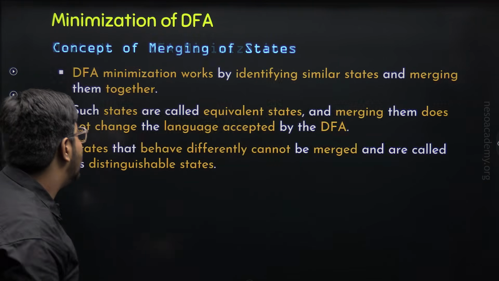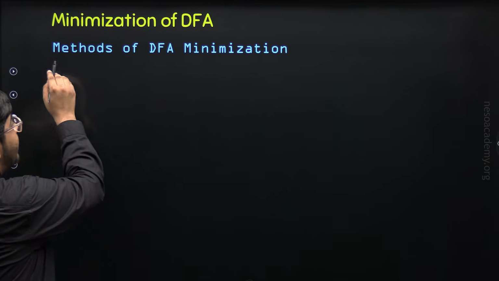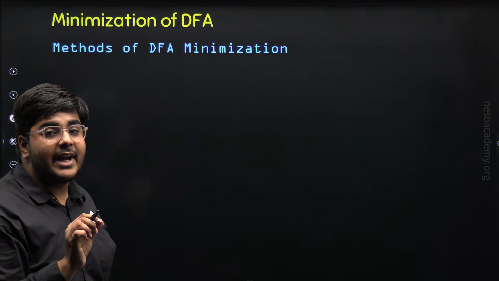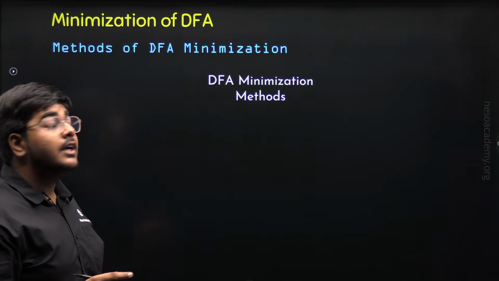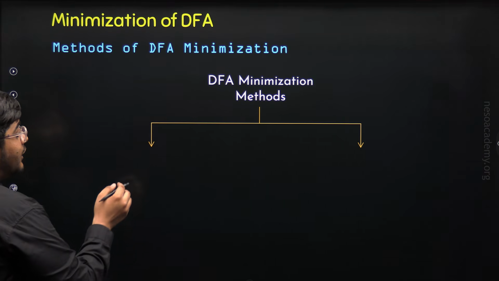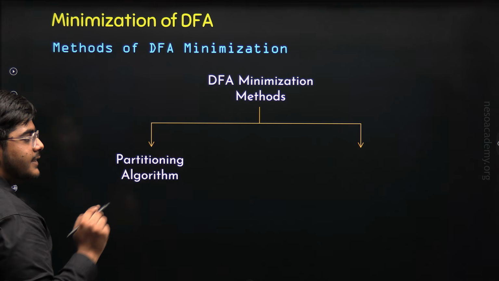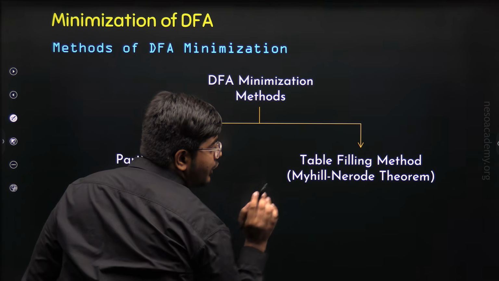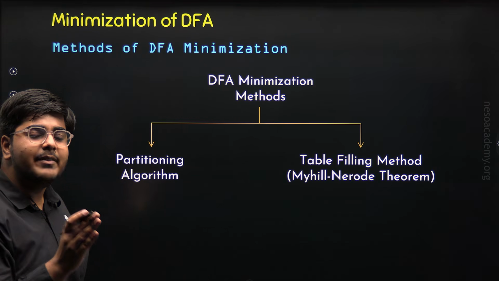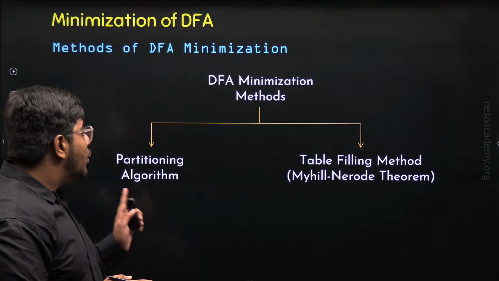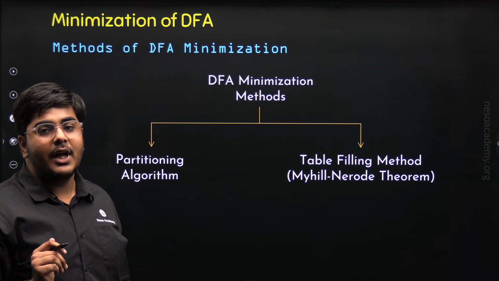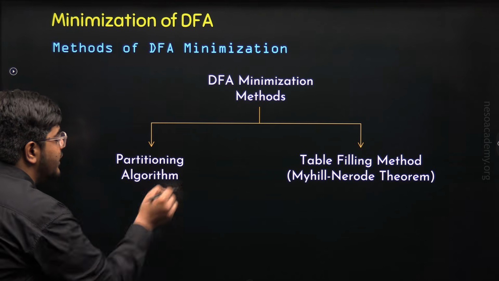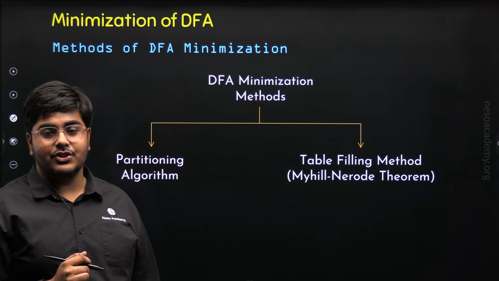Now let's talk about the methods of DFA minimization. We can perform DFA minimization by 2 methods. The first method is the partitioning algorithm, and the second method is the table filling method, that is the Myhill-Nerode theorem. In our upcoming lectures, we will understand both of these methods one by one. In the very next lecture, we are going to begin with the partitioning algorithm for DFA minimization.